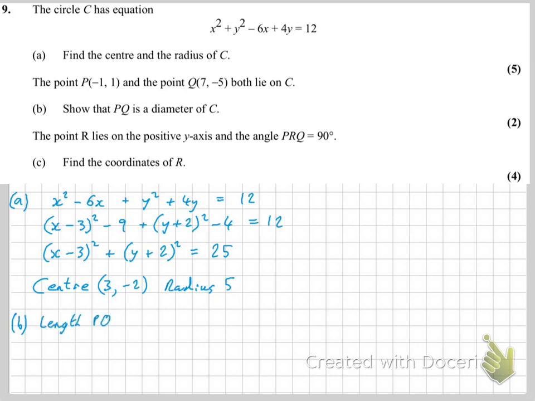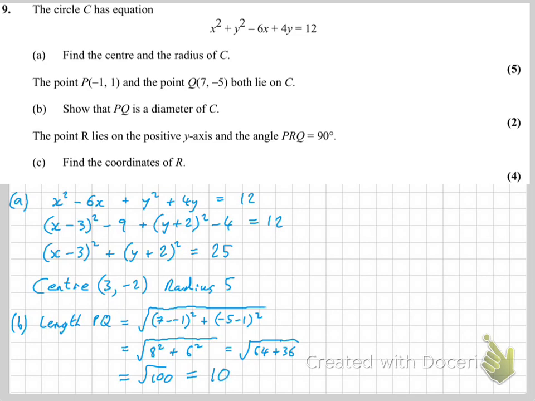So, as we've used several times already this paper, use the distance formula. So the difference between the x coordinates of P and Q squared plus the difference between the y coordinates of P and Q squared. Expand or simplify that down and we end up with the square root of 100, which is 10. Don't forget to conclude because it's a show that, so we need to say which is double the radius, so it's a diameter.